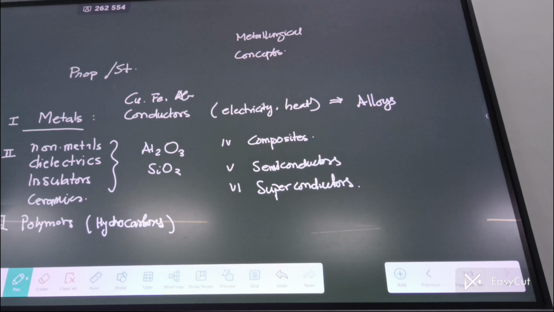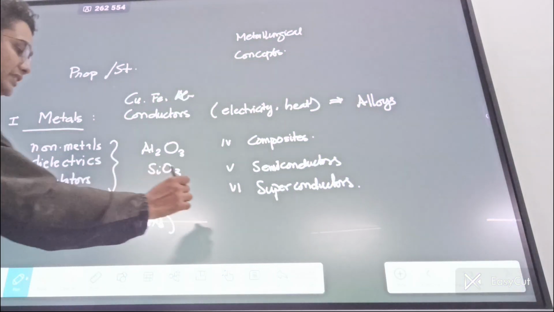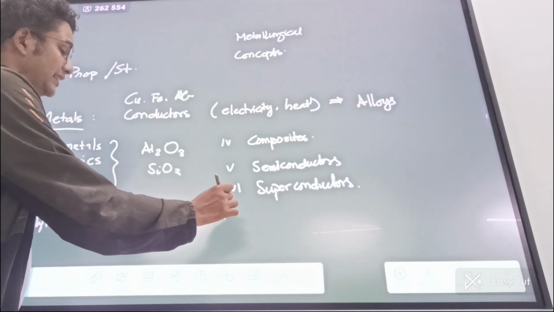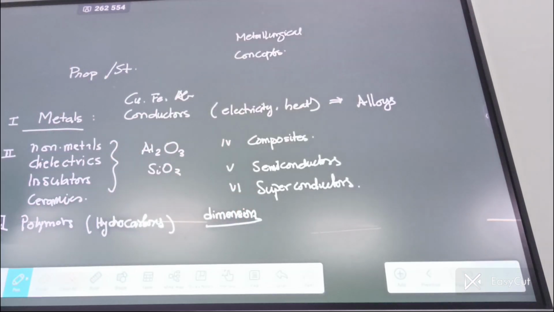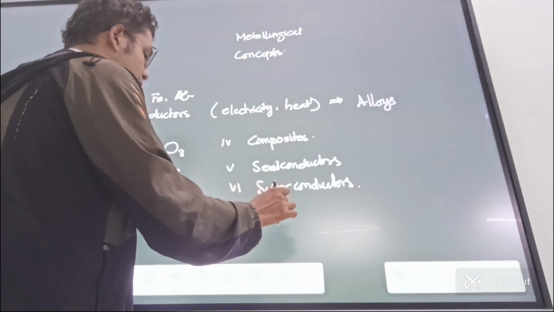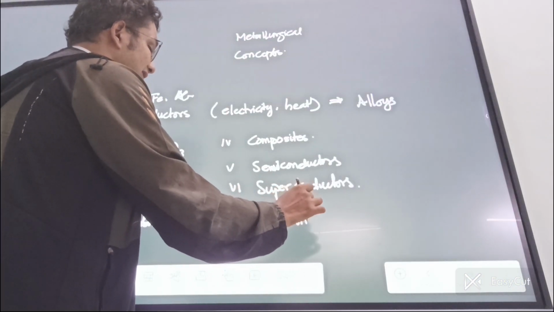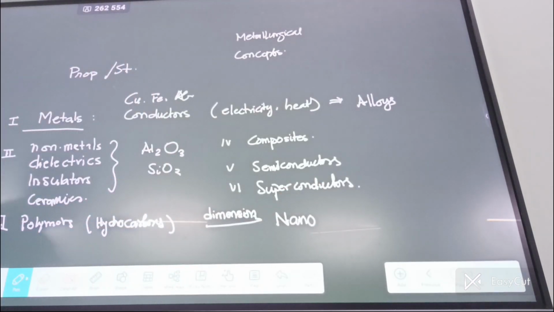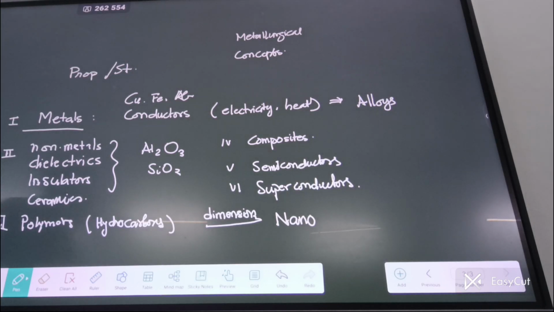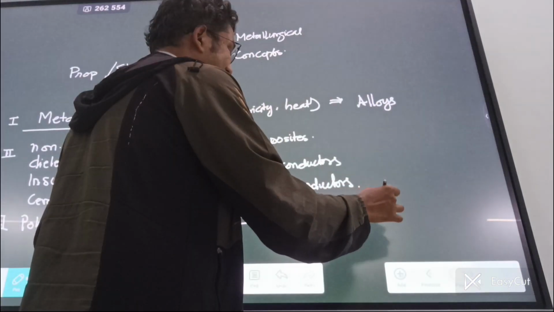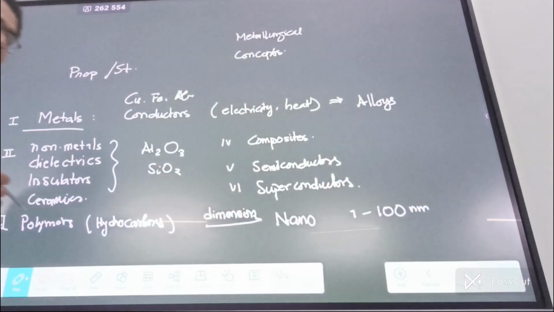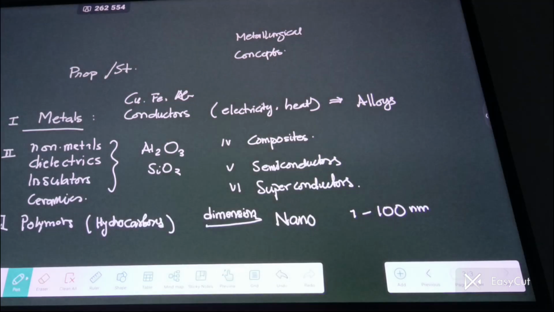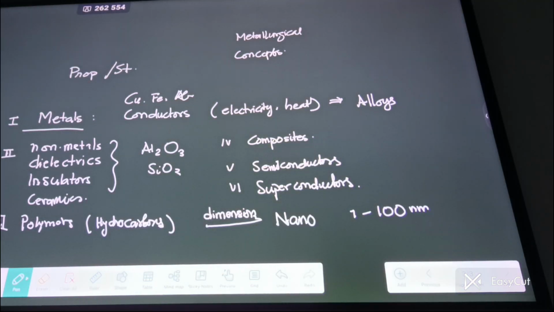Okay. Now based upon the dimension, if you consider the dimension, then in that dimension also you can classify the materials. Right. There are bulk materials and nanomaterials. So nano is the same material but one of its dimensions between 1 to 100 nanometers. Okay. So this is how you can classify the different types of materials.